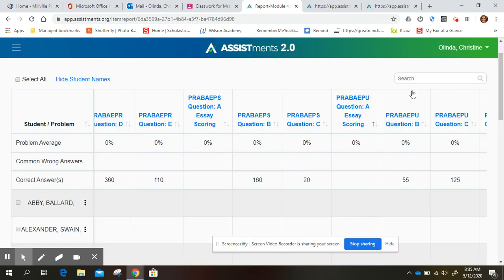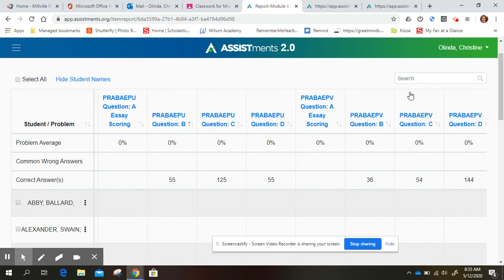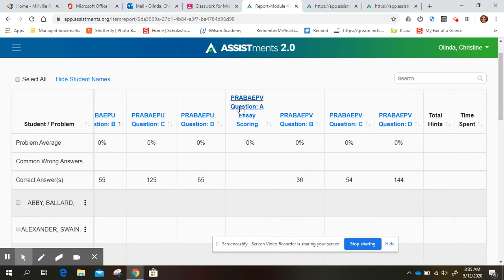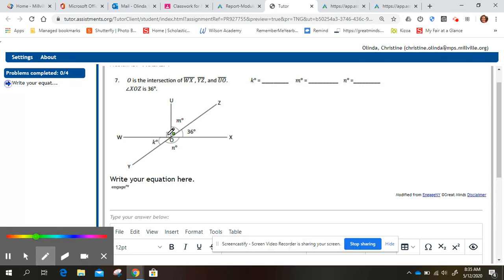And I believe we are almost done with this. I think this is the last one, number 7. Yes. O is the intersection of line WX, ZY, and UO. Angle XOZ is 36 degrees. So this one is probably the most complicated. All right, so we know right here that that's 90 degrees. And we know that ZOX is 36 degrees.